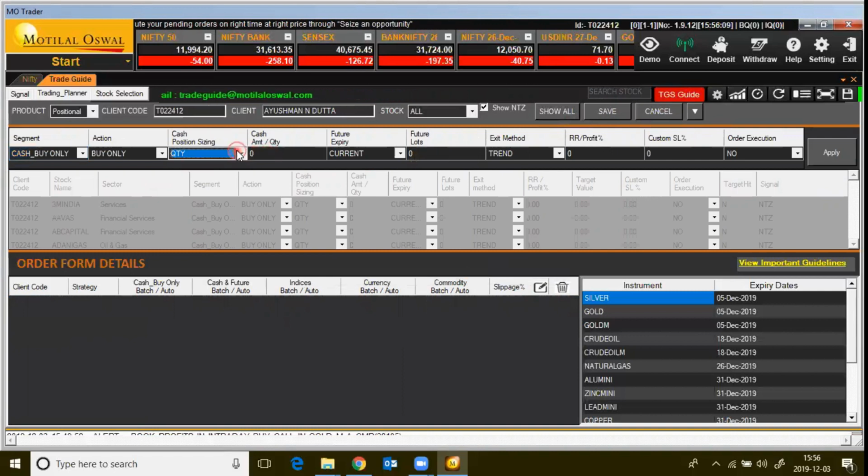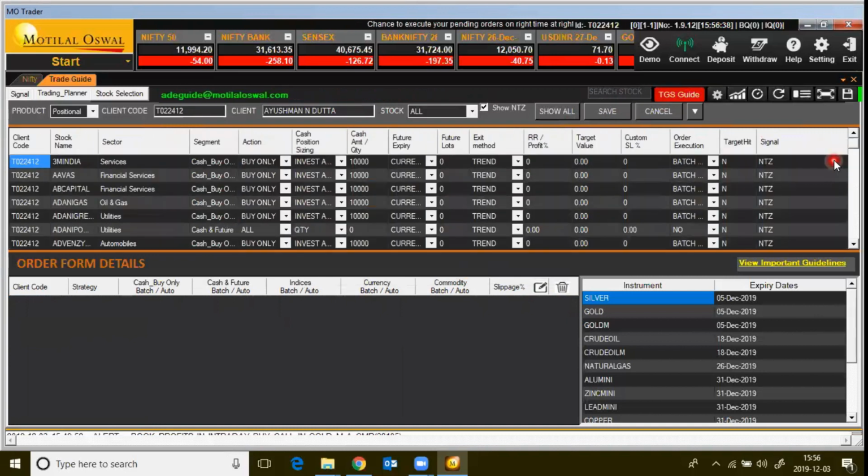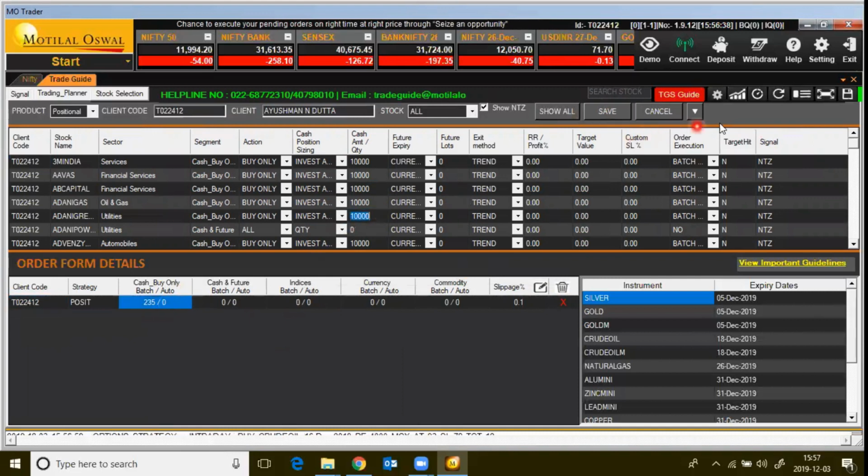For example, you're taking an investment amount of 10,000 for each and every stock, and you're selecting buy only. The action should be buy only, you're selecting on the basis of trend, you're selecting order execution as batch order, and then you can click on apply. If you do that, automatically all the batch orders will be done right now. So if you see, 235 batch orders have been placed. In this manner you can also use the global function right here.